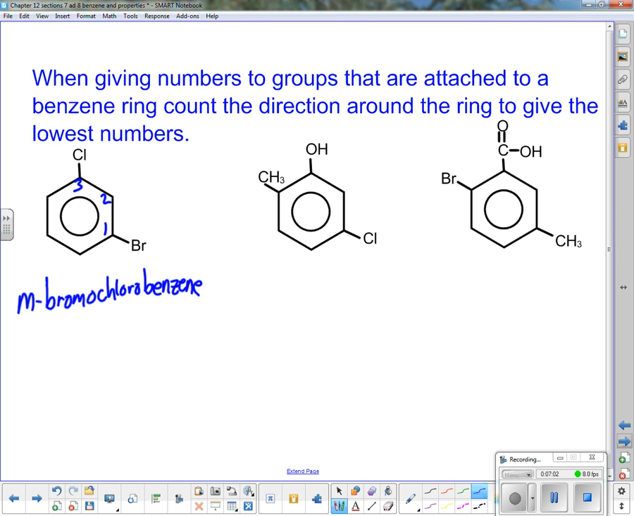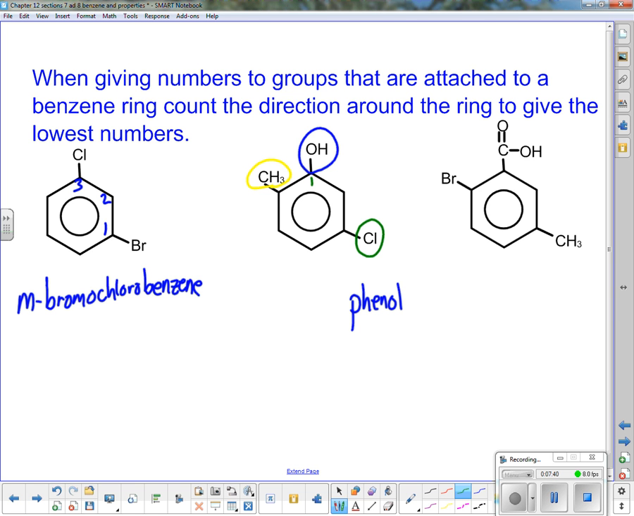Now on this one, this right here actually makes it a phenol. Okay, so we're going to have a phenol at the end. And I've got things coming off. I've got a methane group here, and I've got a chlorine group here. So I want the lowest numbers. If I go clockwise, I'm going to get 3 and a 6. If I go counterclockwise, I'm going to get a 2 and a 5. Those are lower numbers, so I'm going to go that way.